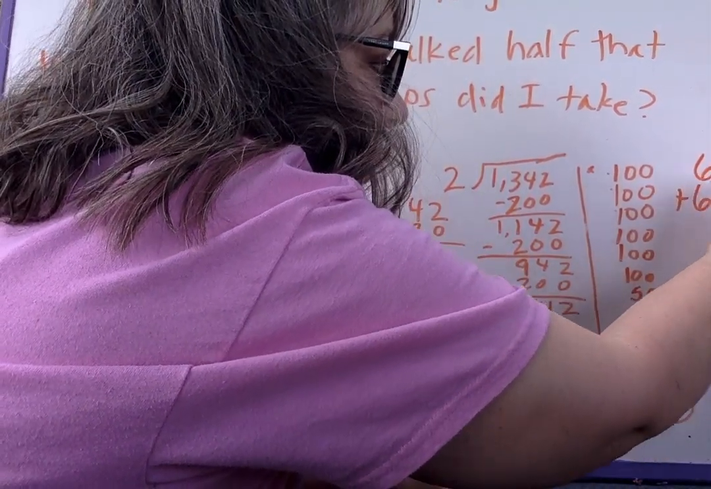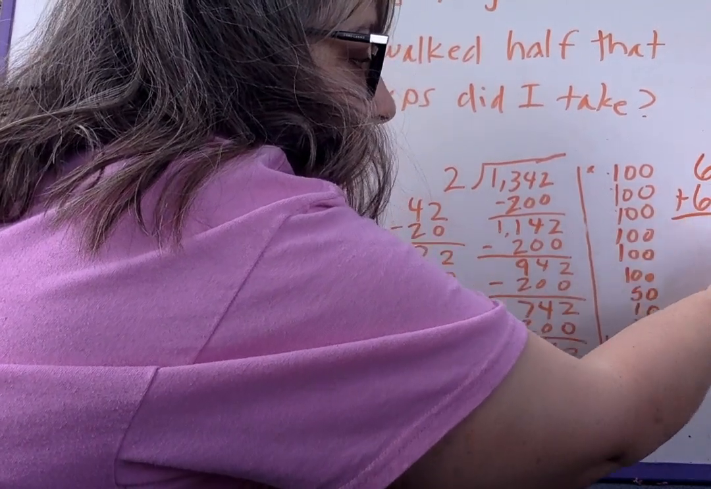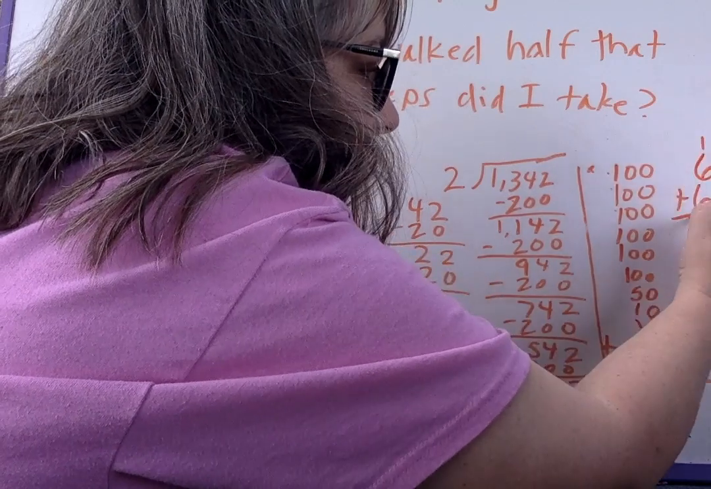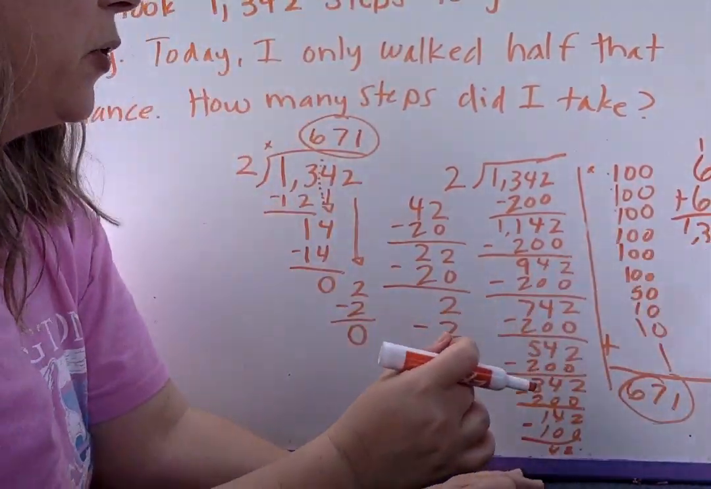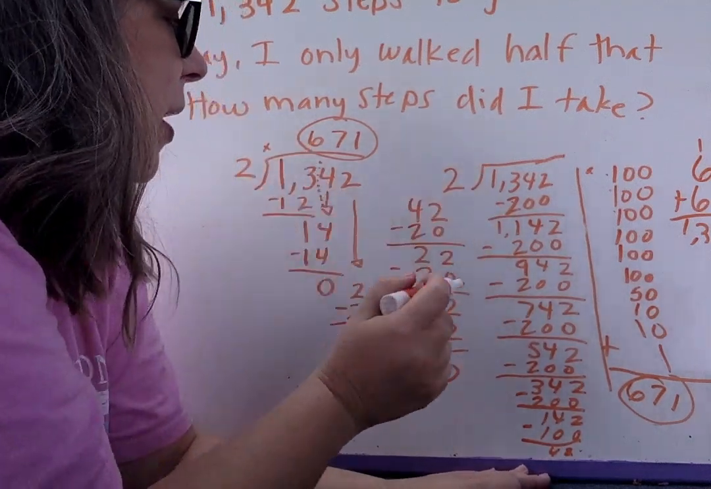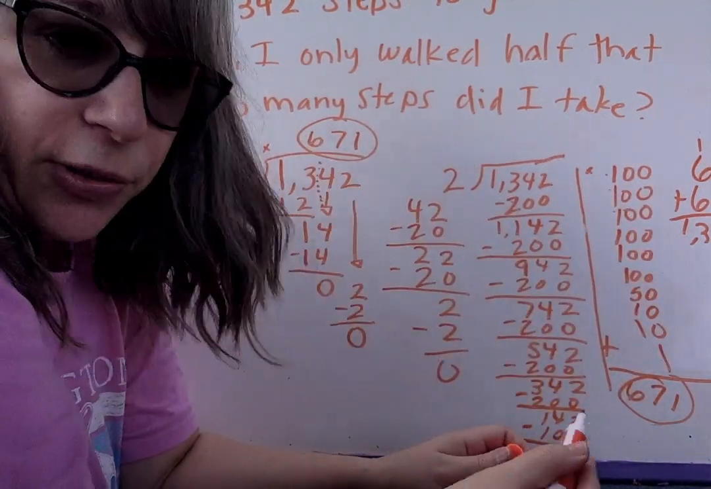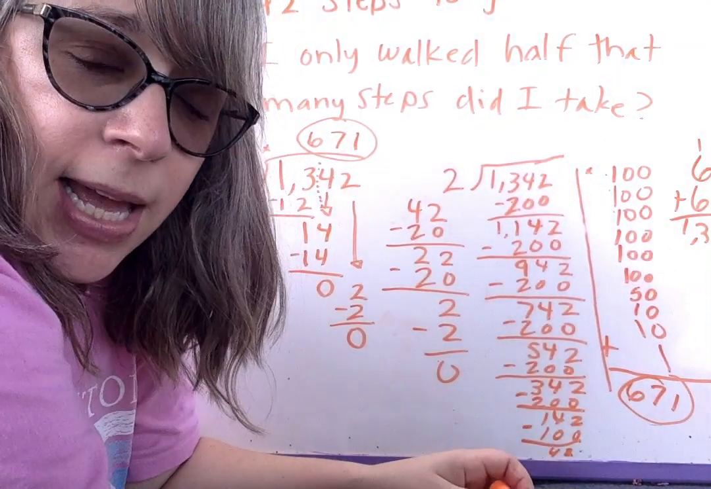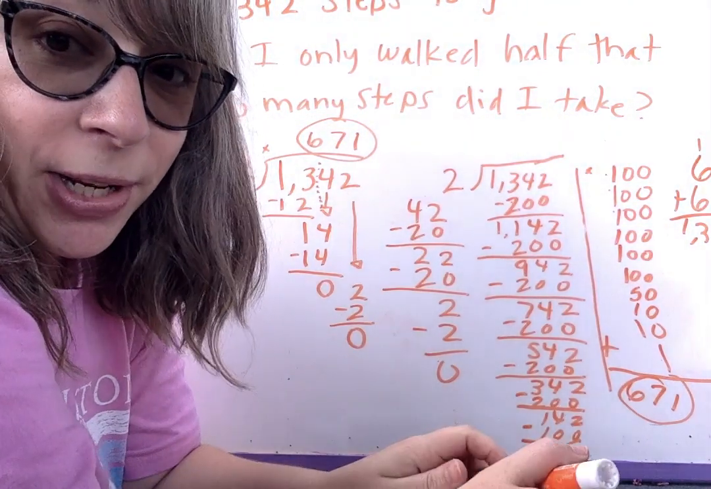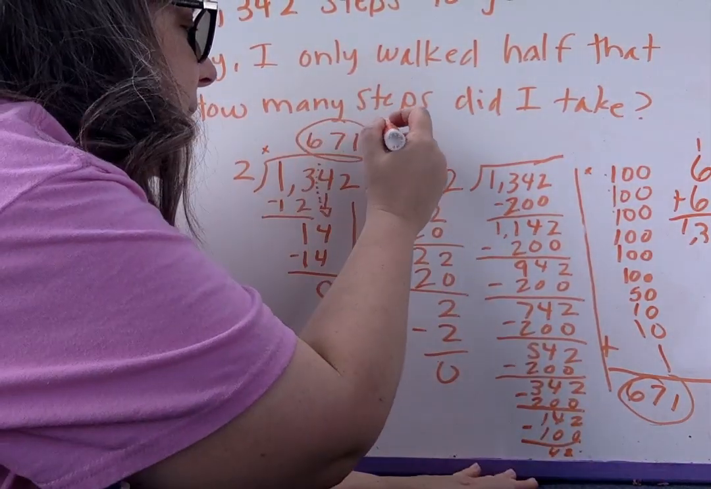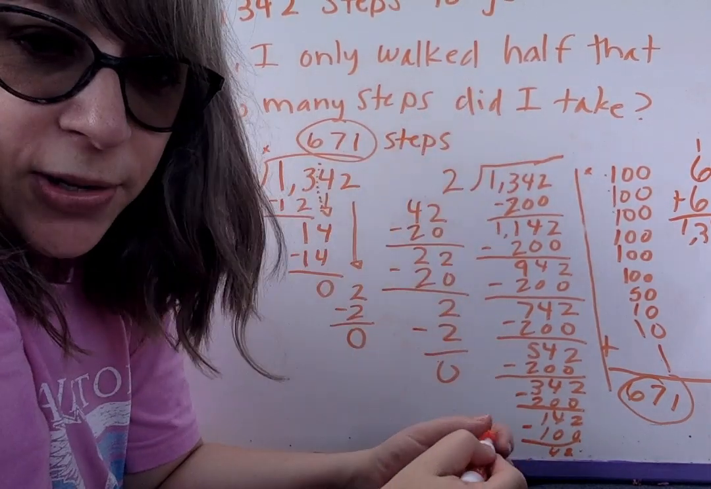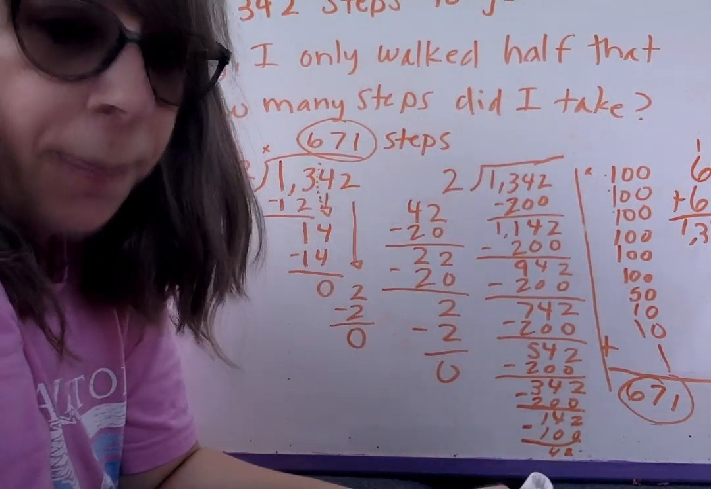This is a bonus. If we add these together, 7 plus 7 is 14. 6 plus 6 is 12 plus 1 is 13. 1,342. I know my answer is right. I know that half of 1,342 is 671. But that's just a bonus. I almost forgot, we got to put in the unit. It's a word problem. So 671 steps.